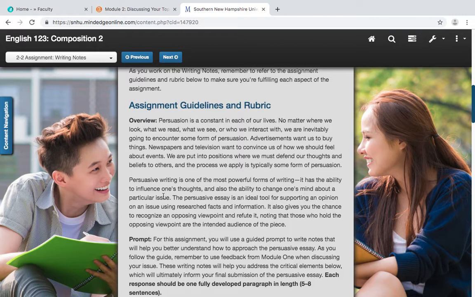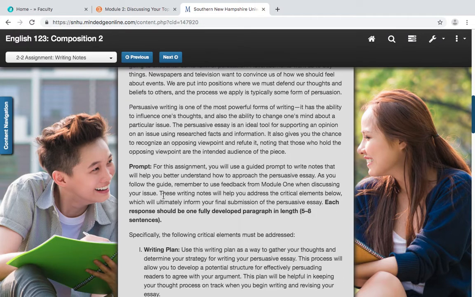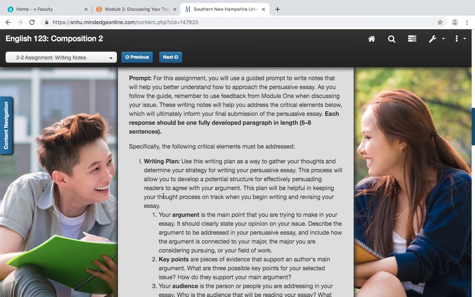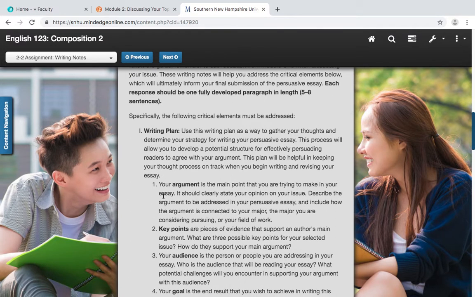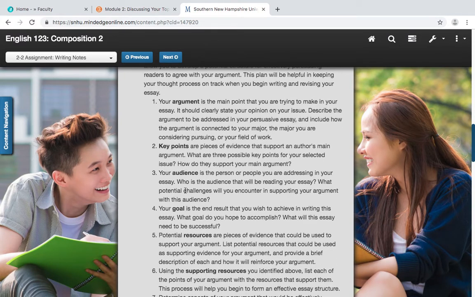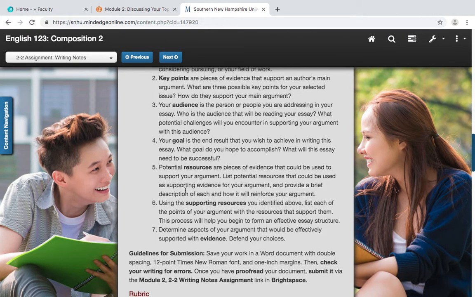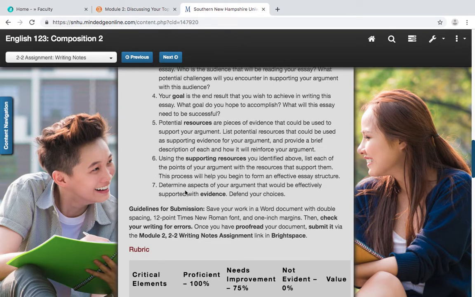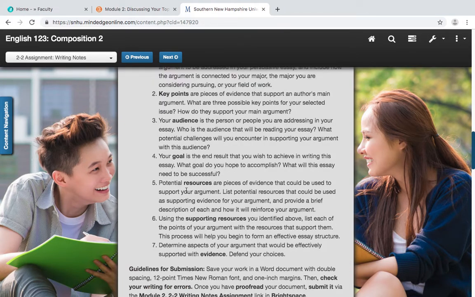This is a skill that we need in the 21st century, and we've needed it in every century. And then it provides the prompt. It details the writing plan, what you should put in the argument, the key points, the audience, goal, resources, supporting resources, evidence. We'll talk more about that tomorrow, but you can read through here.